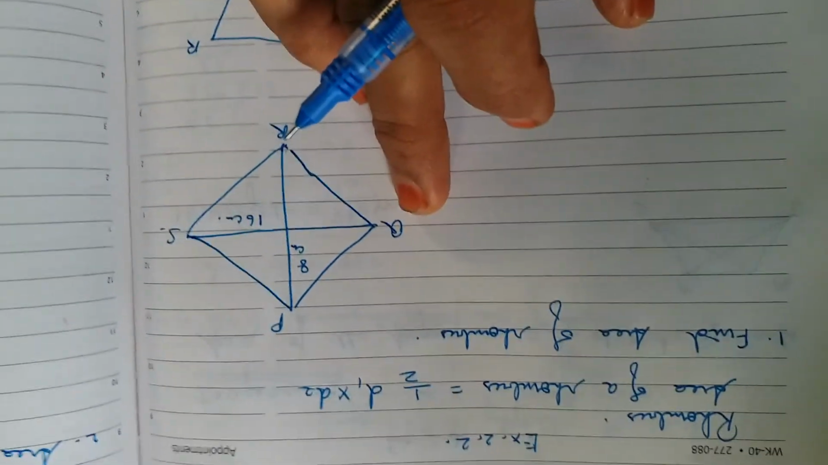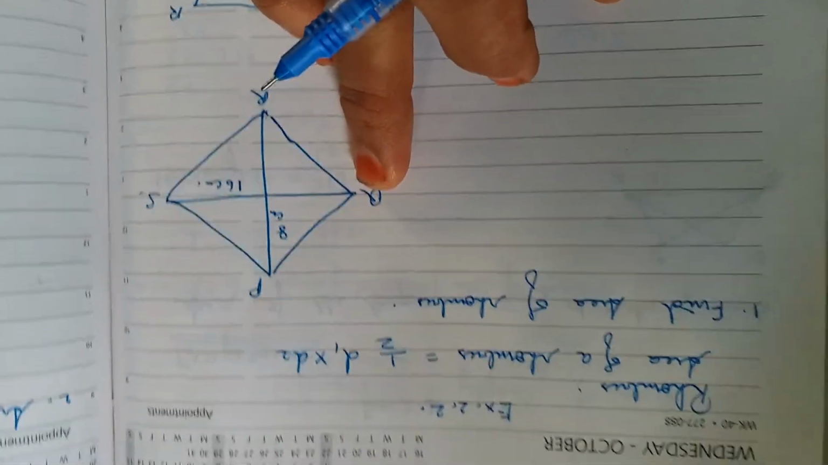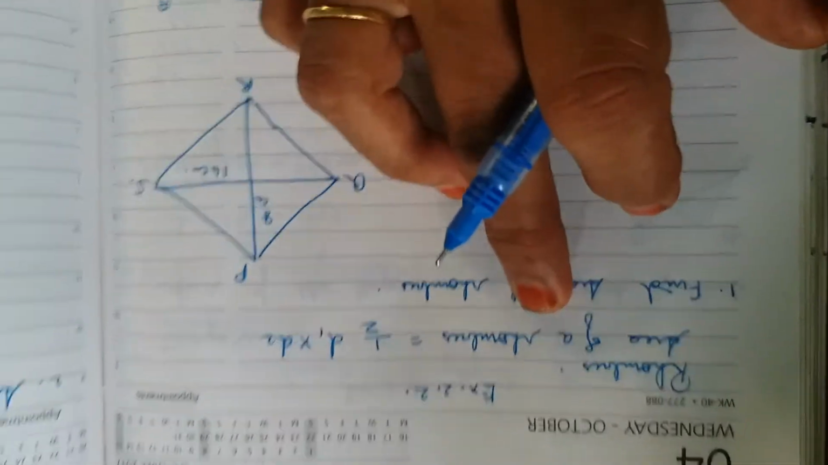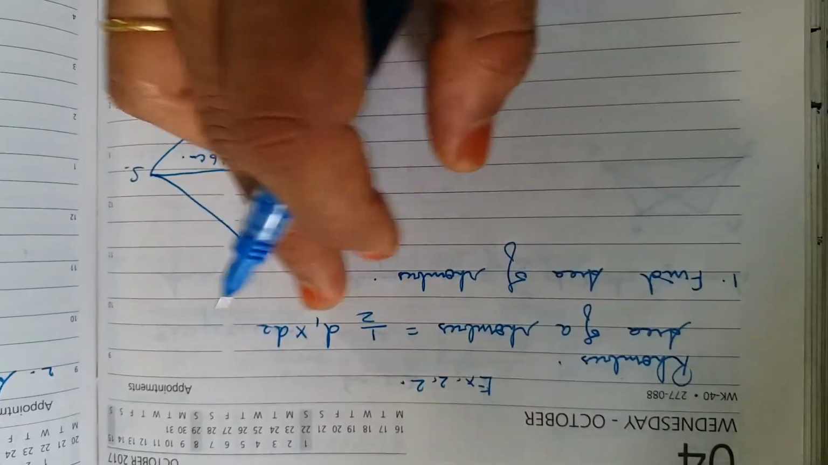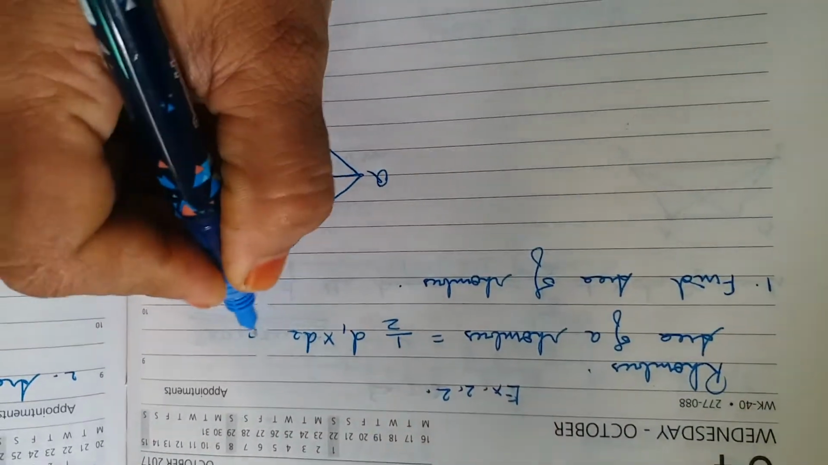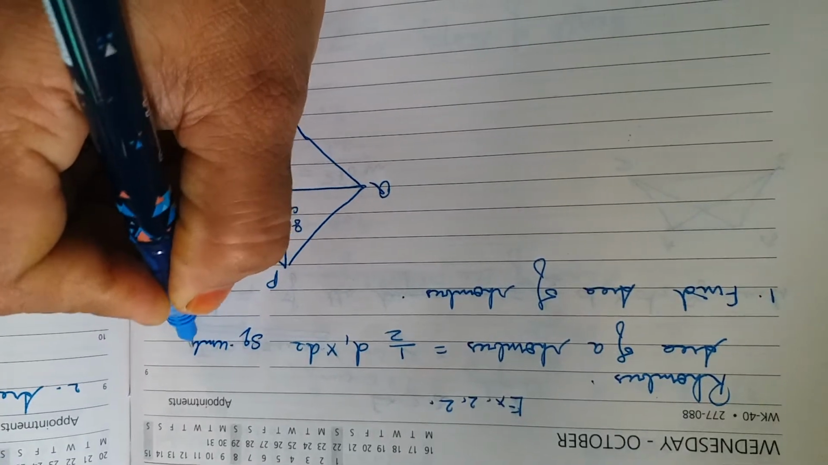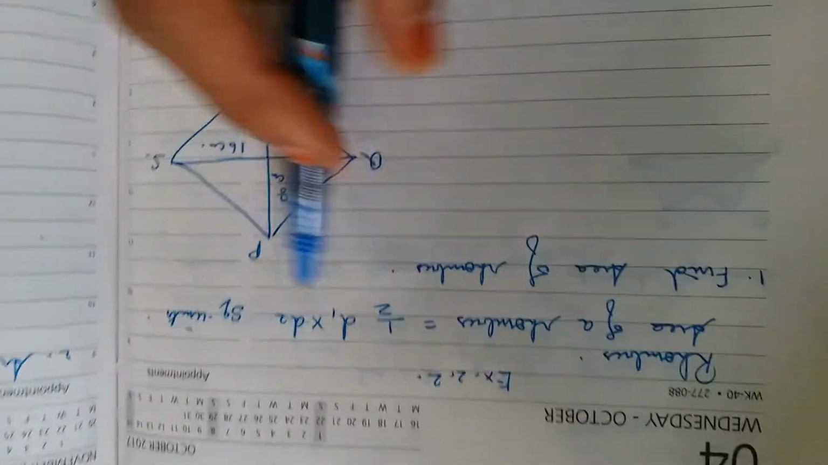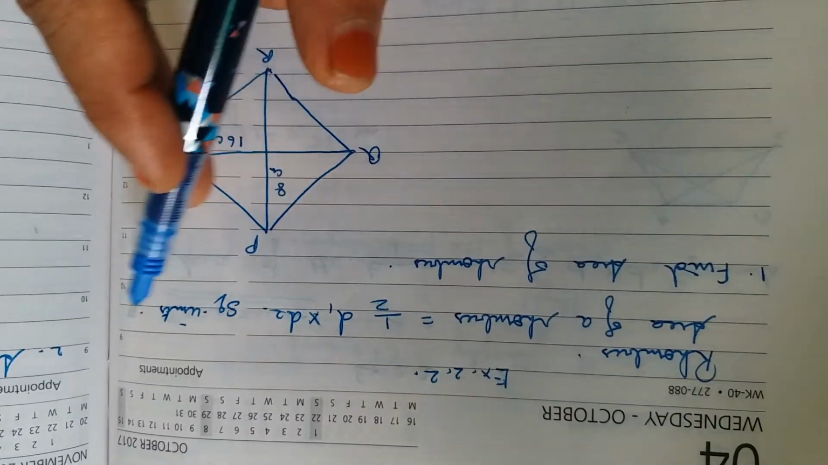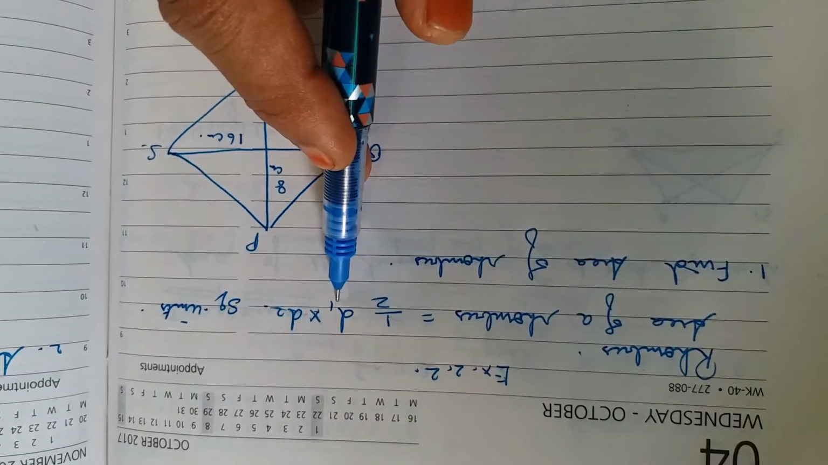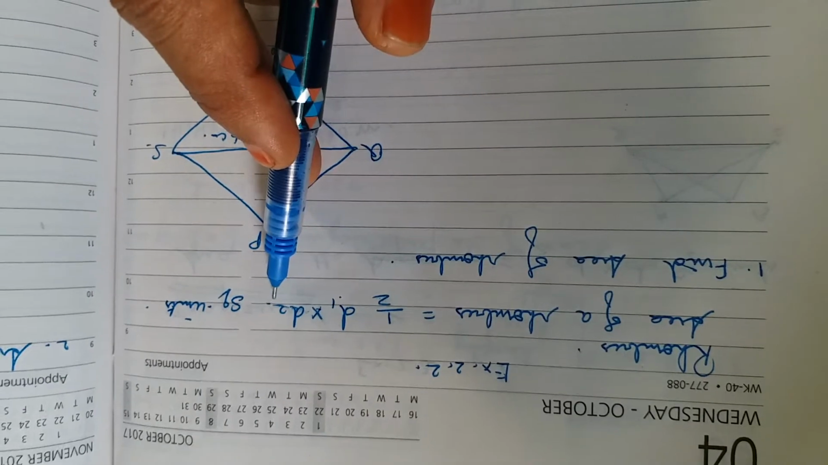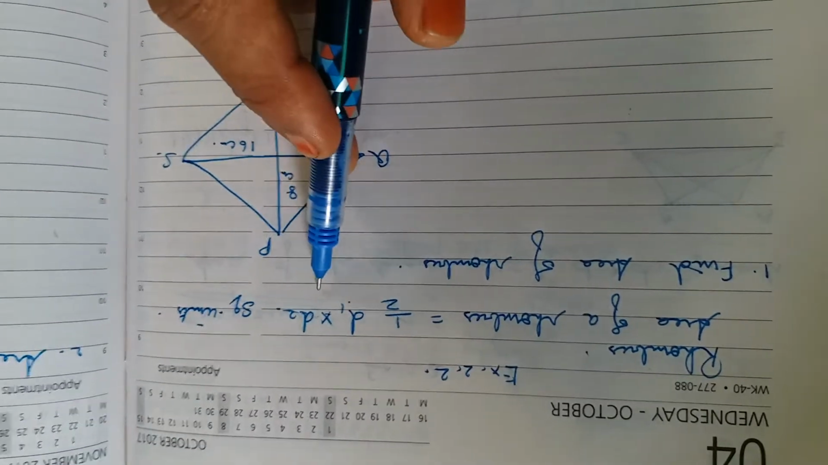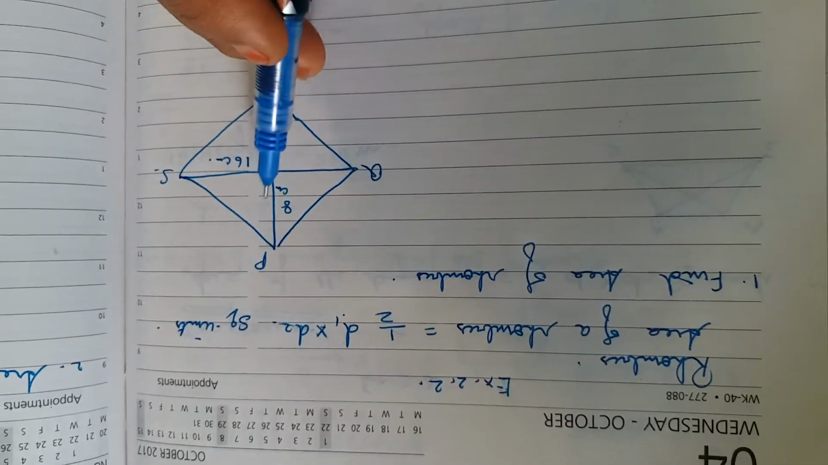So now we are going to find the area of a rhombus. We must know the formula for finding the area of a rhombus. Area of rhombus is equal to half into d1 into d2 square units, where d1 is the first diagonal and d2 is the second diagonal. So using this formula, you are going to find the area of a rhombus.